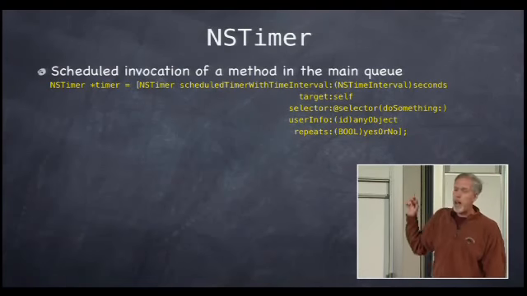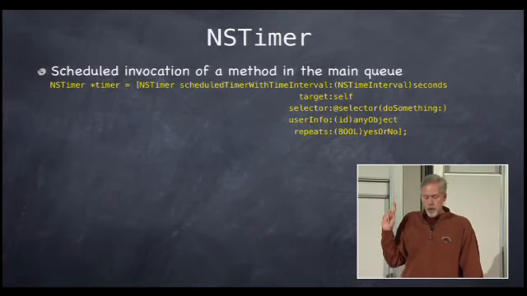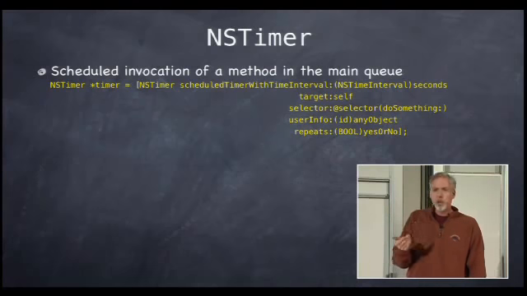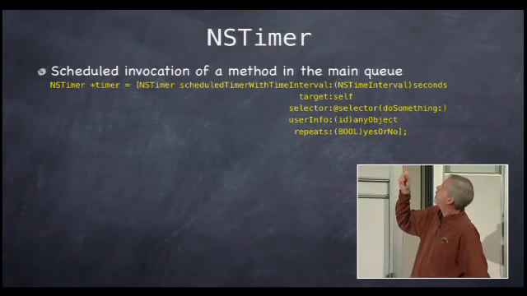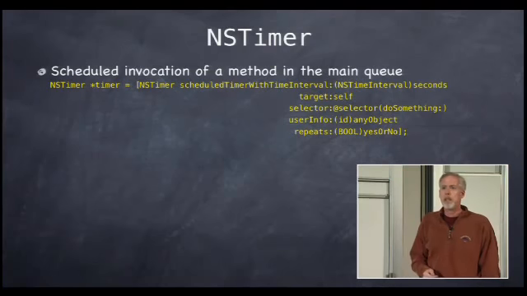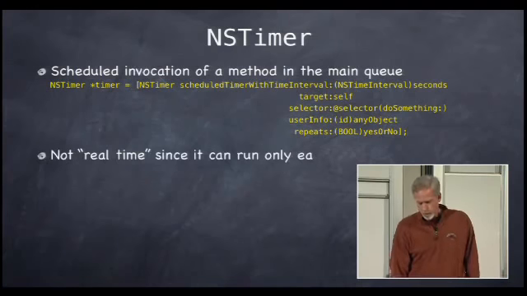So the message has to take one argument. So here's the message is do something, colon. The one argument it's going to take is this timer. All right? So when you set up a timer, it's going to call your method with itself as the argument. Okay? Repeatedly, if you say repeats yes at the bottom there. Okay? Couldn't be simpler. Very, very straightforward.